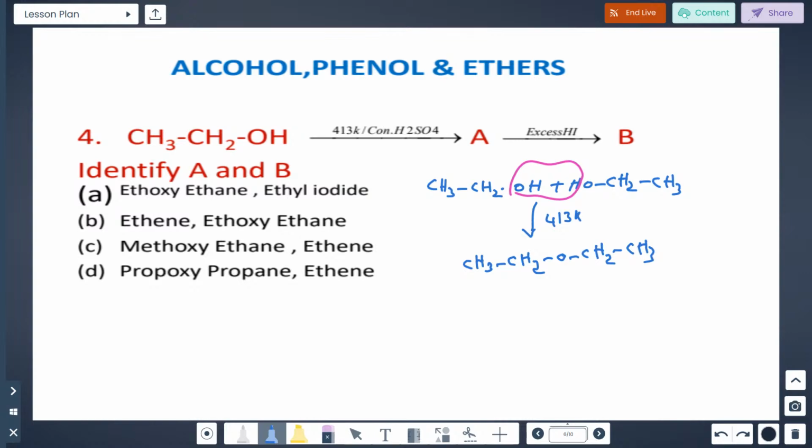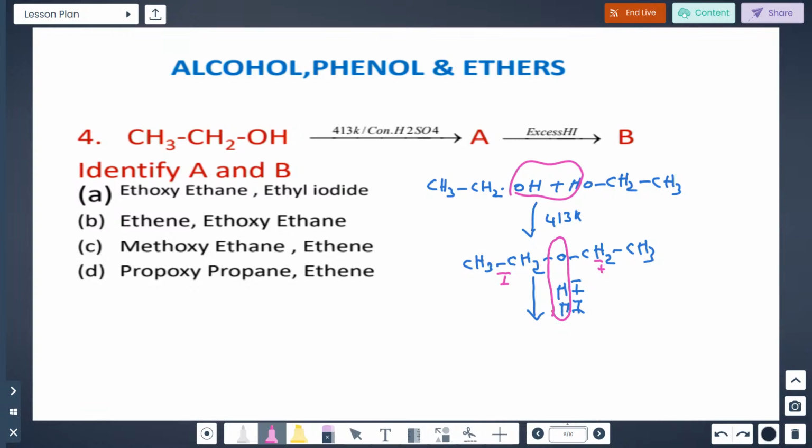Plus, again, to this if you add excess HI, excess means mostly we should write 2 times HI. 2 times HI means, understood? Just remember like this, one I you put here, another I you put here. 2 hydrogens, this will form what? Water molecule. Understood? Can you follow?